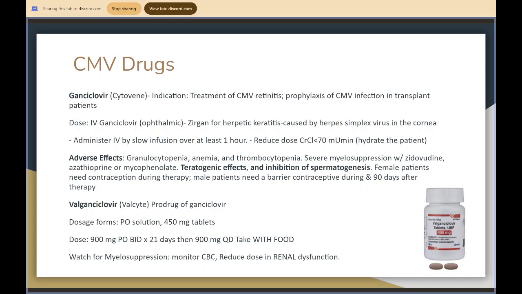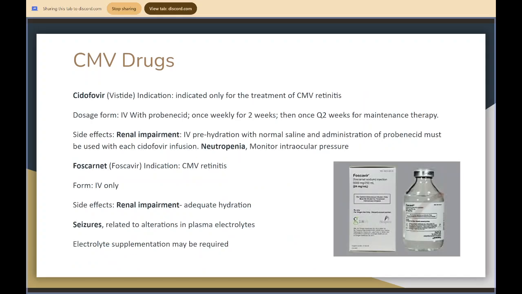Ganciclovir, we use it for CMV retinitis and then prophylaxis as well in transplant patients. It's also available for IV dosing, and we'll do Zirgan for herpetic keratitis. This is caused by the herpes simplex virus in the cornea. Administer slow infusion over at least 1 hour. Reduce dose if the creatinine clearance is below 70. Always, always, always hydrate the patient.